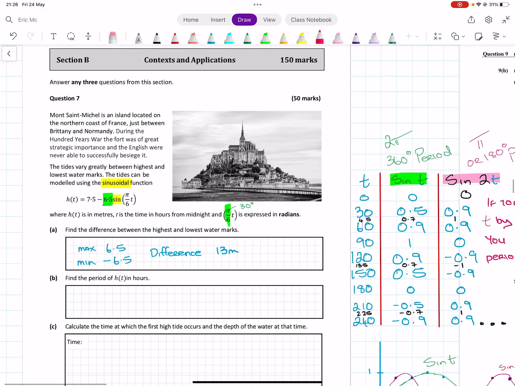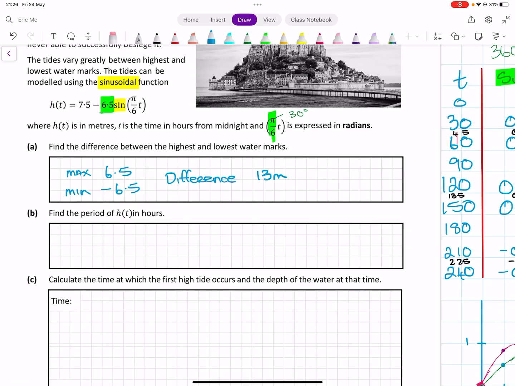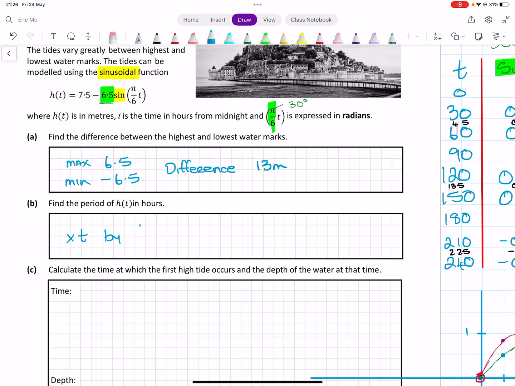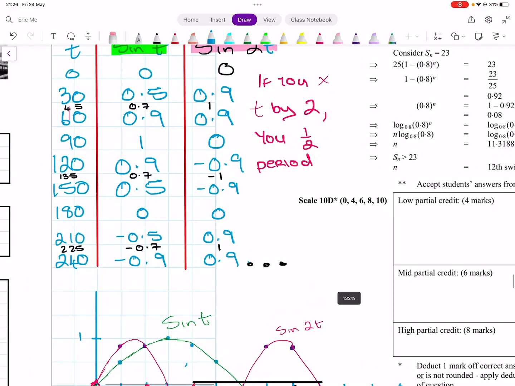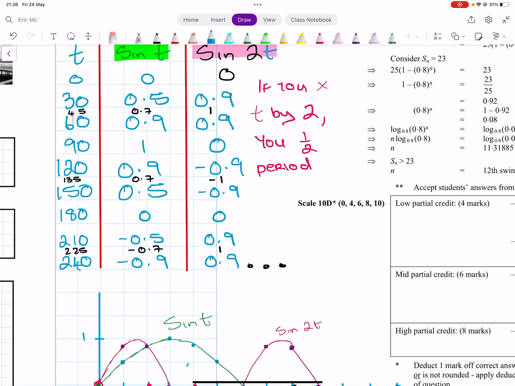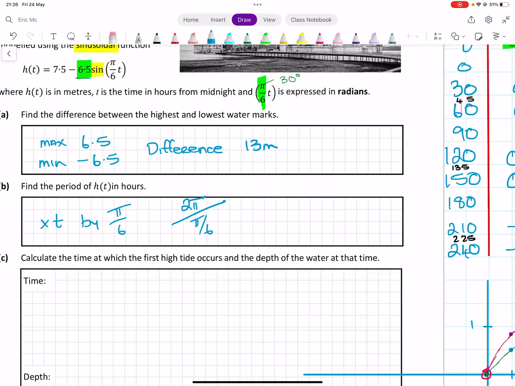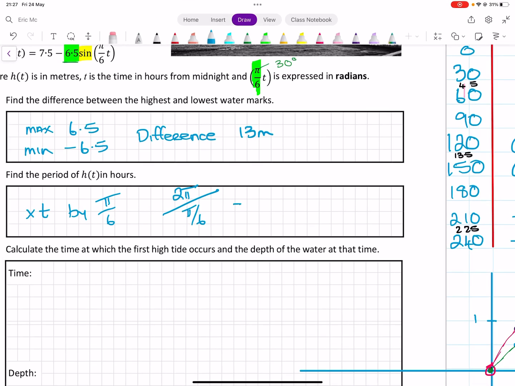In this case, we haven't multiplied t by 2. We've multiplied t by pi/6. So we take what the period should be, which is 2 pi, and divide it by pi/6, because that's what happened over here. When I multiplied by 2, the period divided by 2. So if I multiply by pi/6, the period should divide by pi/6. So 2 pi divided by pi/6 is 12. So 12 hours is the period.